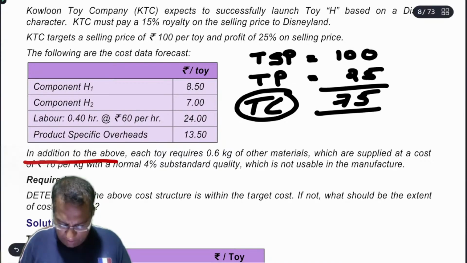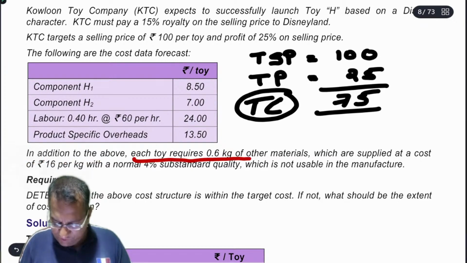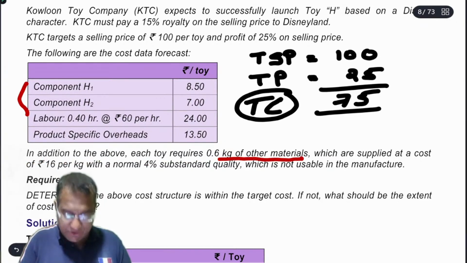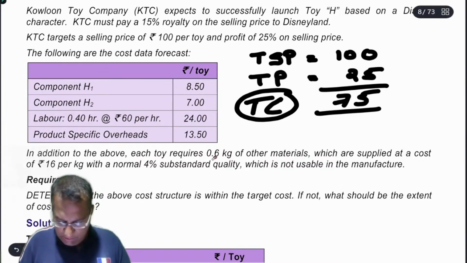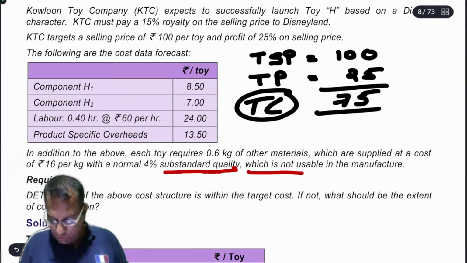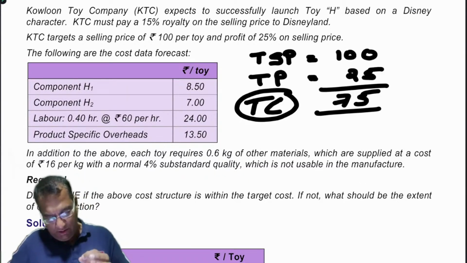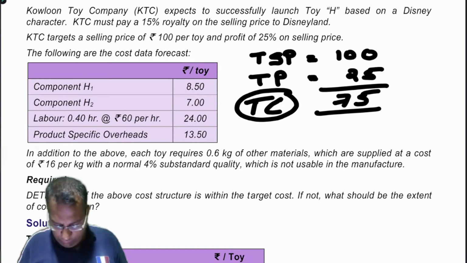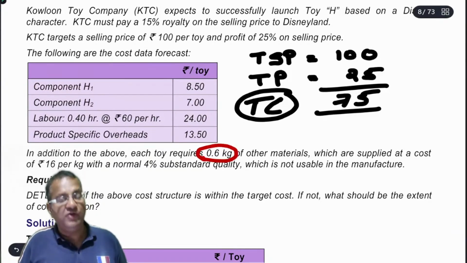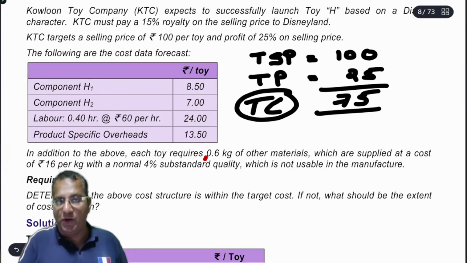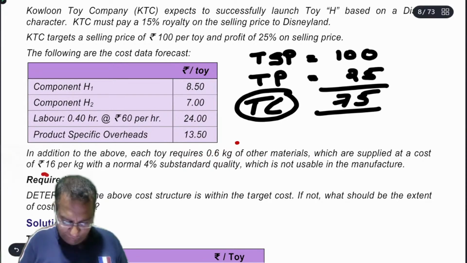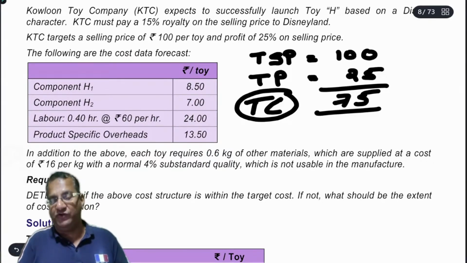In addition to the above, each toy requires 0.6 kg of other material. इन चार खर्चों के अलावा एक और मटेरियल लगेगा. The quantity is 0.6 kg, which is supplied at a cost of 16 per kg with a normal 4% substandard quality, which is not usable in the manufacture. I think this is the third time we are facing this point. Already I have told you, whenever the quantity is given, always assume such quantity as consumption quantity. So 0.6 into 16 जब आप करेंगे तो it amounts to 9.6.